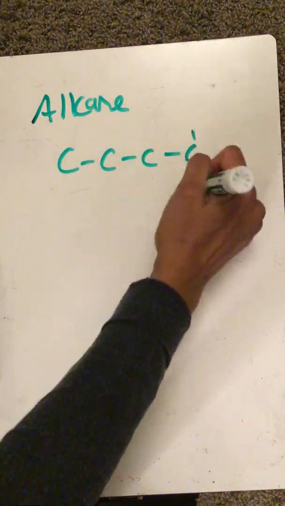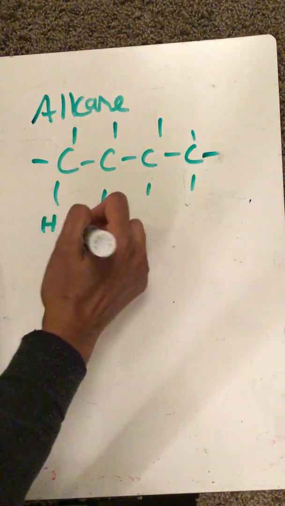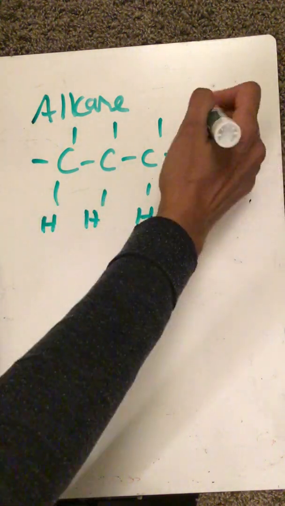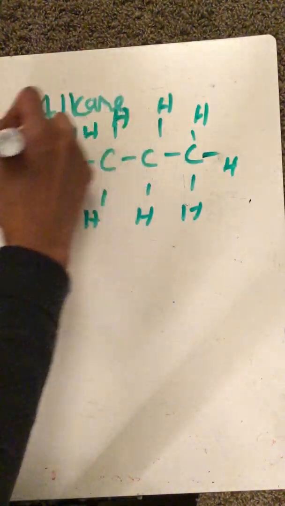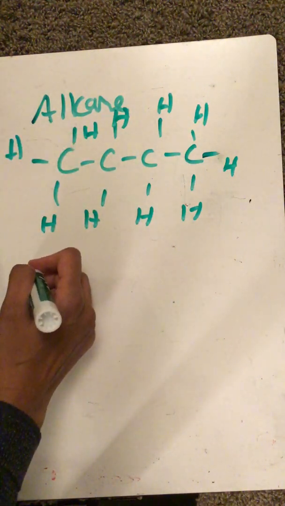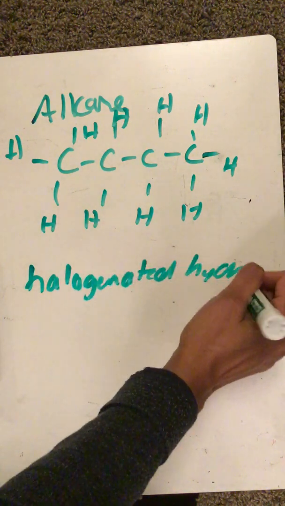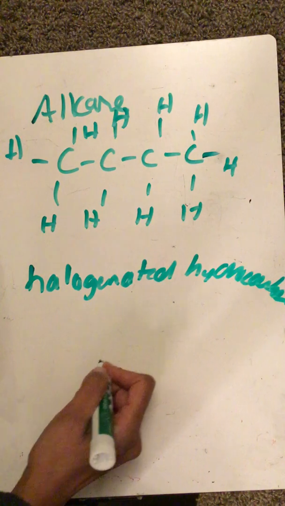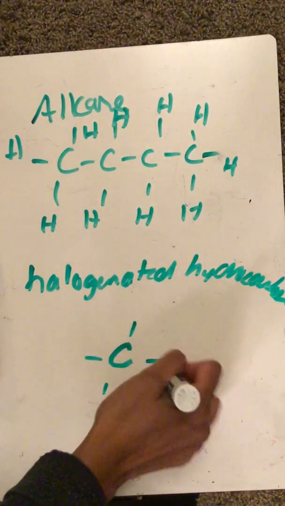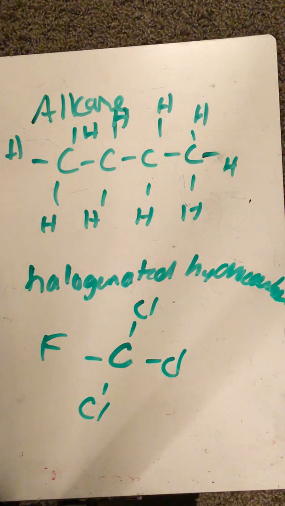Okay, so basically you've learned what an alkane was, which is a carbon that's bonded with hydrogens. That's an alkane. Carbons and hydrogens bonded together make alkanes. And then we learned about halogenated hydrocarbons. You know it's a halogenated hydrocarbon because it's a carbon attached to halogens.